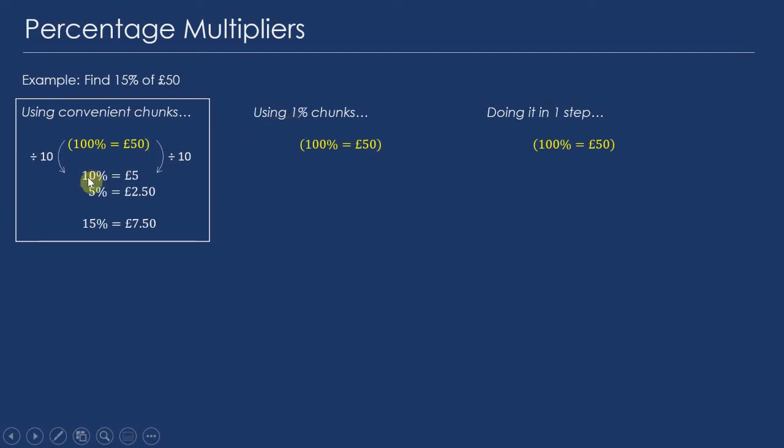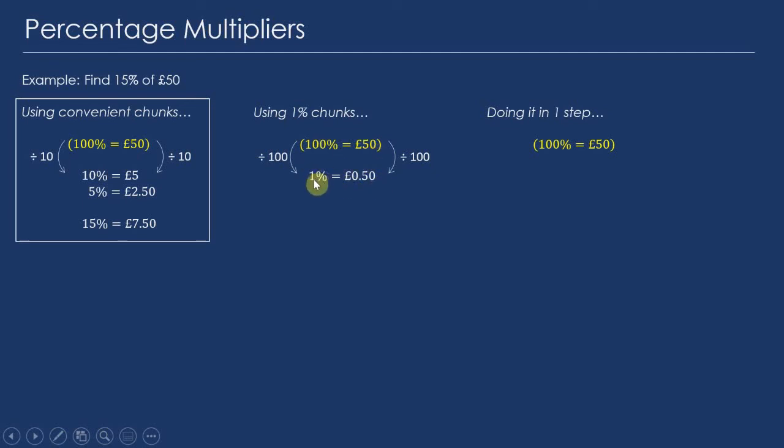So here we used a 10% chunk and a 5% chunk, but you can actually make any amount using 1% chunks. So we're starting back at this point, 100% is £50. Now how would you find 1%? How many ones go into 100? Well, there are 100 ones in 100, so we would always divide by 100 to find 1%. So 1% here would be 50p.